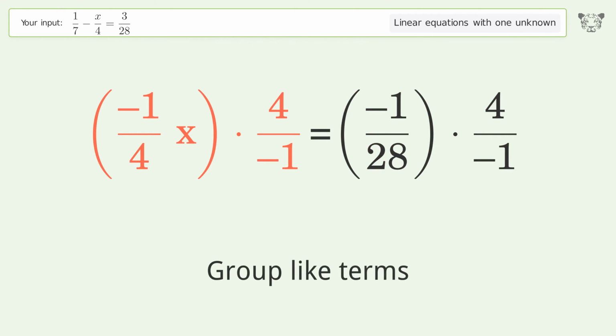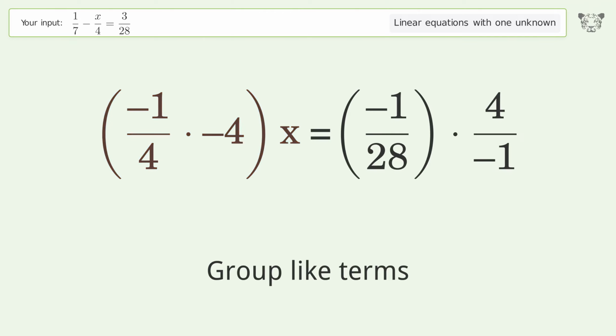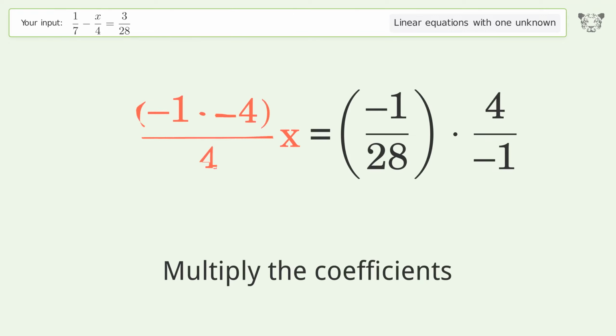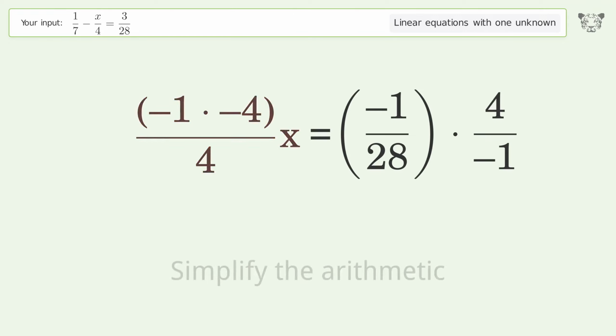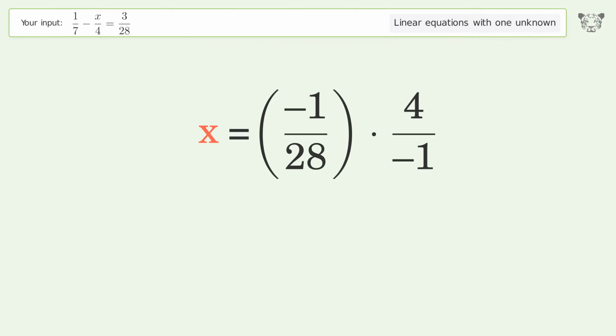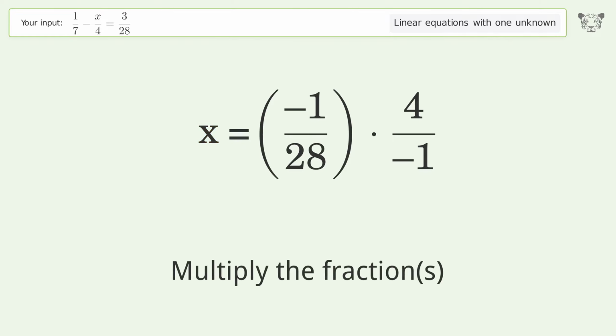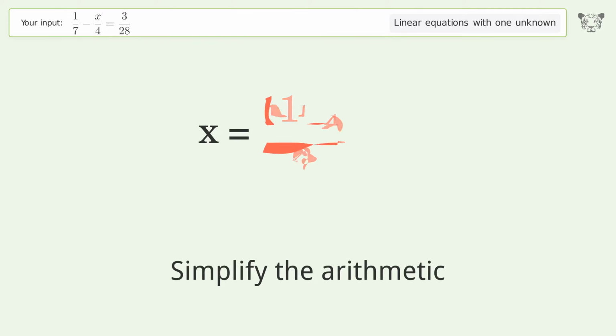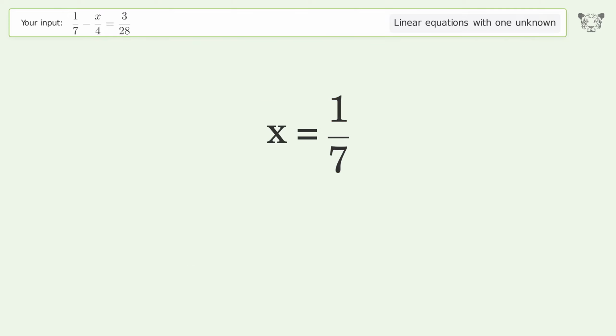Group like terms. Multiply the coefficients. Simplify the arithmetic. Multiply the fractions. Simplify the arithmetic. And so the final result is x equals 1/7.